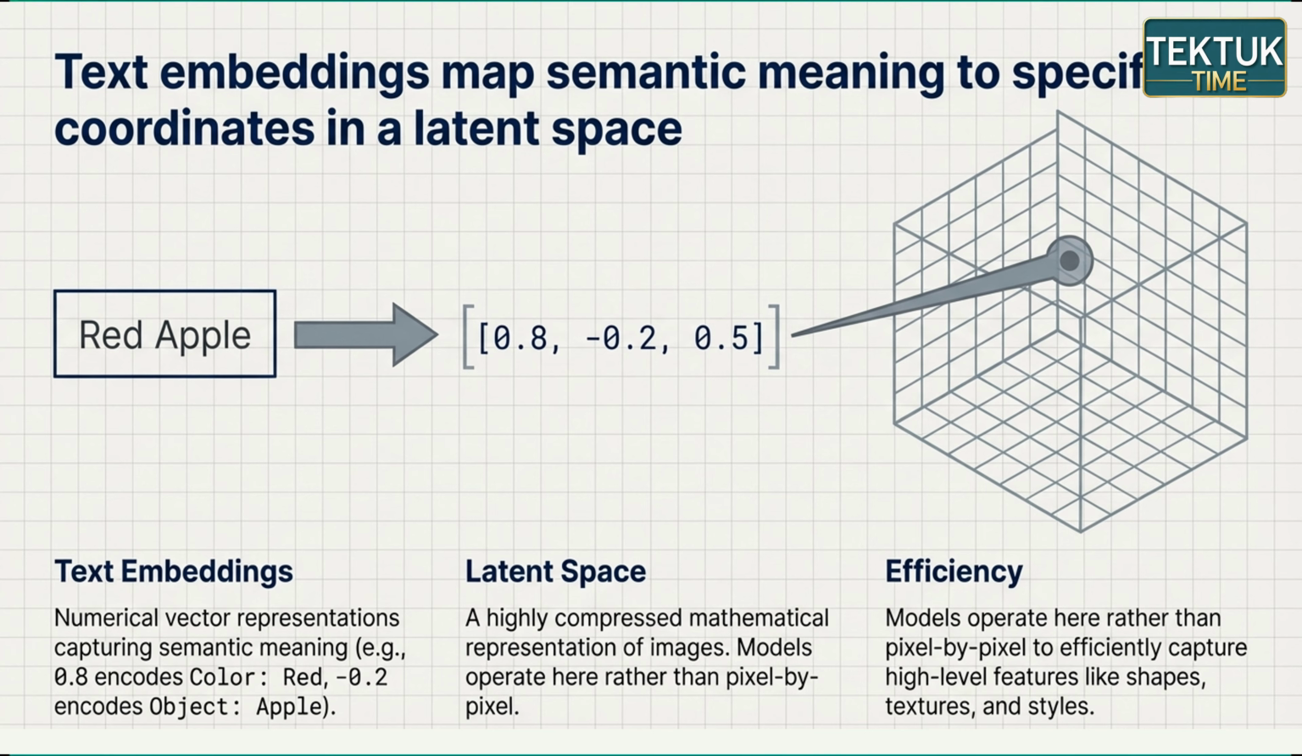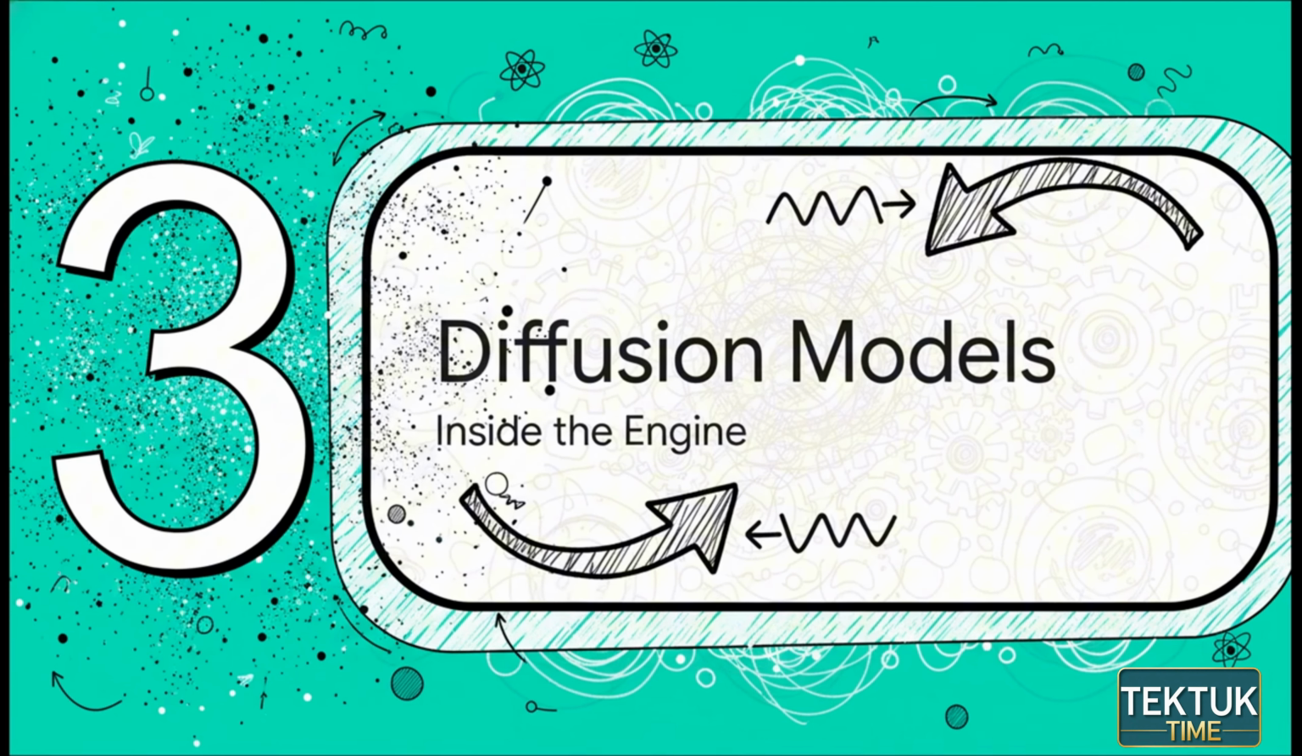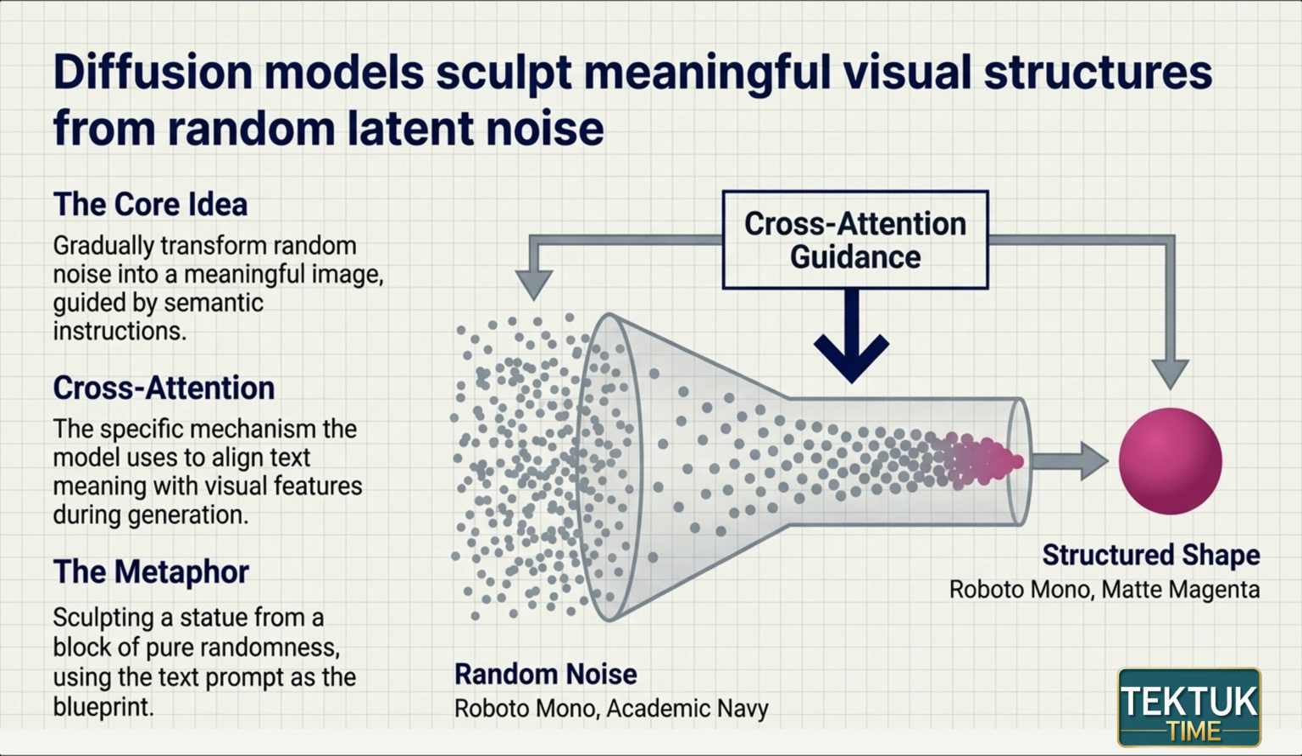Section 3. Demystifying diffusion models. Let's explore the physics-inspired mechanics of the generative engine itself. Alright, let's really dive in because this is where the core engineering magic happens. The most accurate metaphor for a diffusion model: imagine a sculptor carving a statue out of a block of pure randomness. The system literally starts with completely random latent noise. It then uses your text prompt as the blueprint. Through a highly sophisticated mechanism called cross-attention, the model constantly references your words to guide its sculpting process, slowly pulling visual features out of the static to produce a structured, meaningful shape.